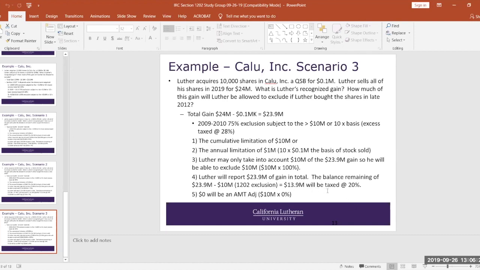Correct. In this case, we're talking about just one taxpayer who acquired 10,000 shares, unless it's two taxpayers, and that's a different story. And if this individual sold half the shares in 2009 and the other half in 2010, for example, in 2010 he will be able to exclude 1 million only, because he used up his 10 million in 2009. Got it.